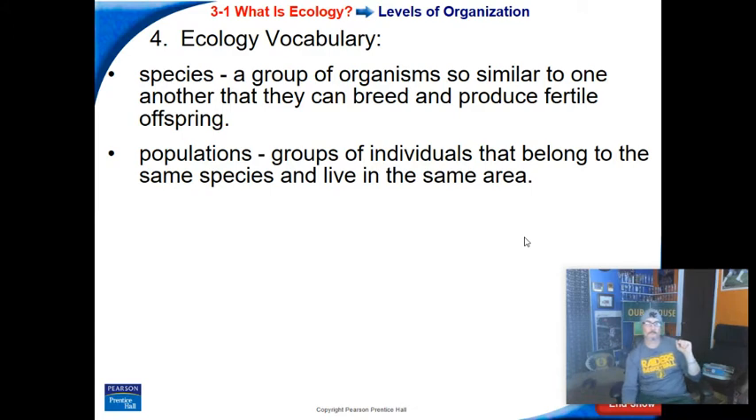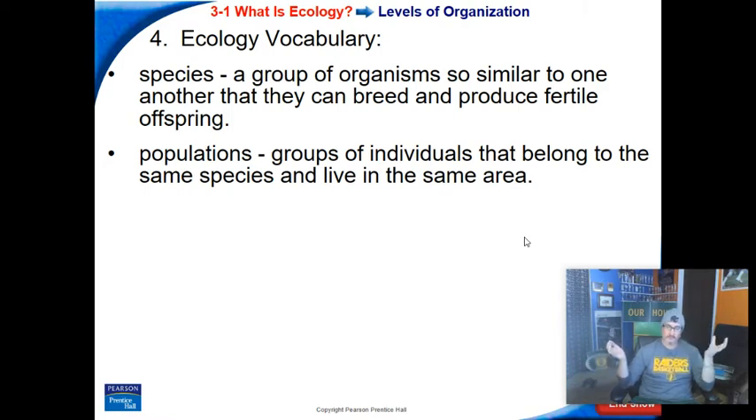All right, so species, a group of organisms that are so similar, meaning their DNA is so similar to one another, that they can breed and produce fertile offspring. And that's a really important clarification. Fertile offspring, meaning that offspring itself can have kids.